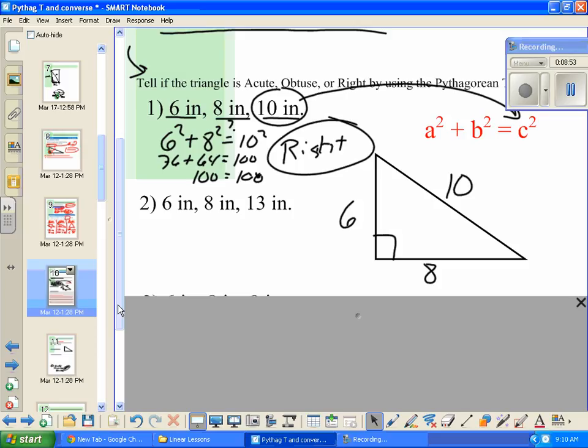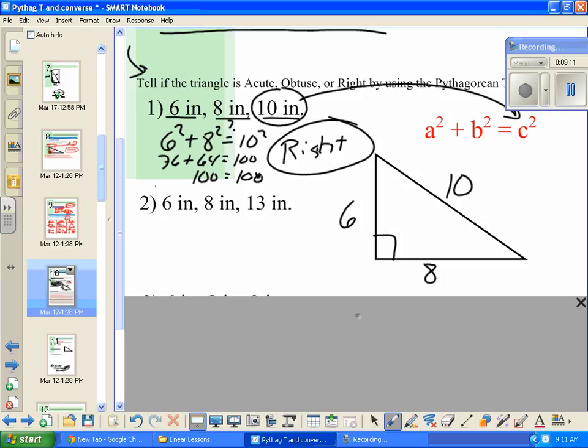What if I don't get the same thing on the left and right side? Then I must have one of those other two cases. Either I've got an obtuse triangle, because it's not a right angle, it's too big to be a right angle, my biggest angle, or the biggest angle is less than 90 degrees and I have an acute triangle. So it must be one of those two cases.